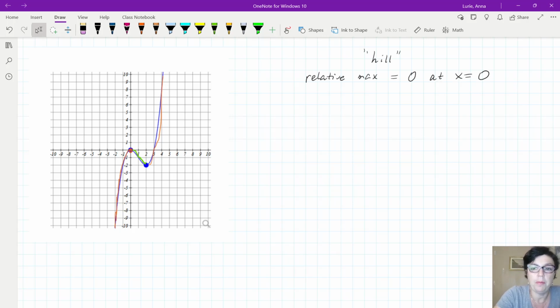Okay, now for the minimum, you're looking for a valley of the graph. So this is where it dips down and then goes up again. So what you want is to list the y value. So relative minimum is going to be -2, and it happens when x equals 2. Okay, so we're done with that.